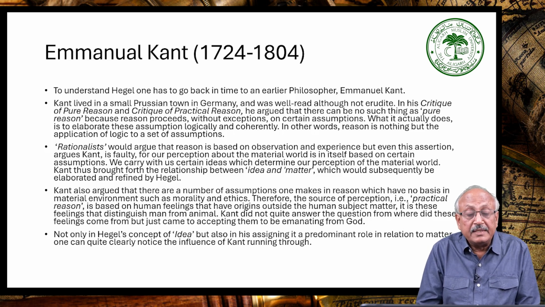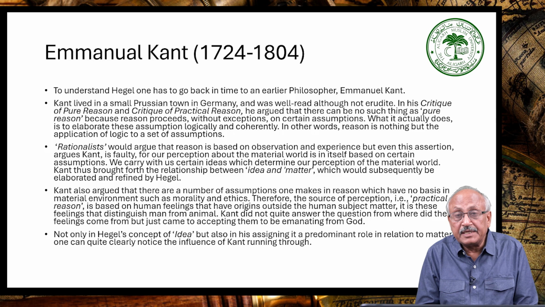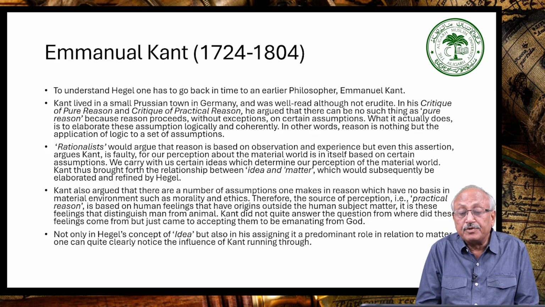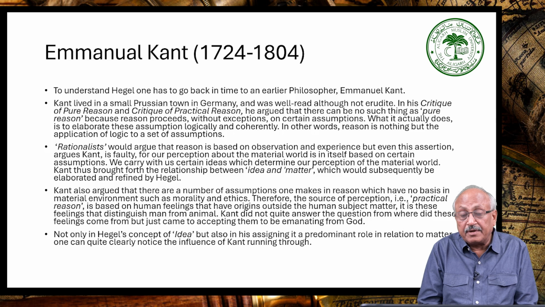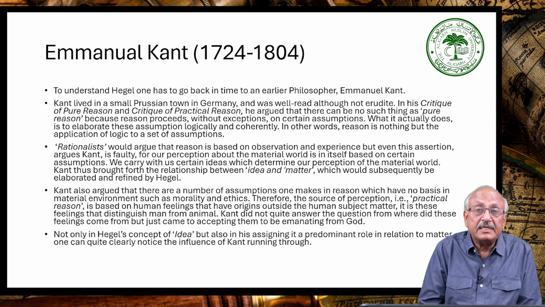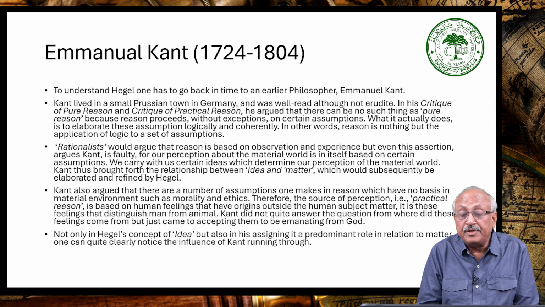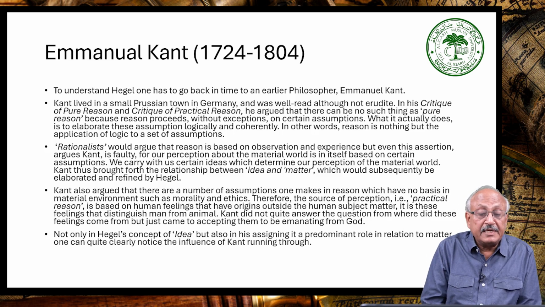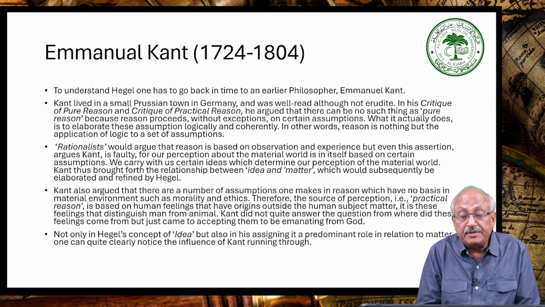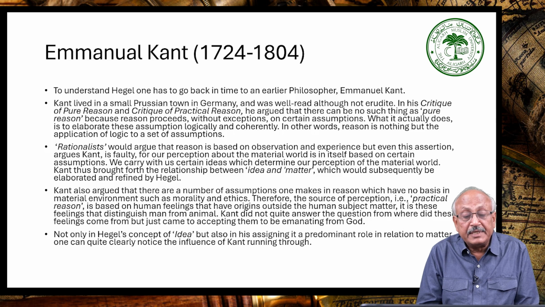Kant also argued that there are a number of assumptions one makes in reason which have no basis in the material environment, such as morality and ethics. No base in there. Therefore, what is the source of perception? According to him, the practical reason. That is why he is titling his second book as Critique of Practical Reason. That is based on human feelings that have origins outside the human subject matter. It is these feelings that distinguish man from animal. Kant did not quite answer the question of where these feelings came from, but just came to accepting them to be emanating from God.